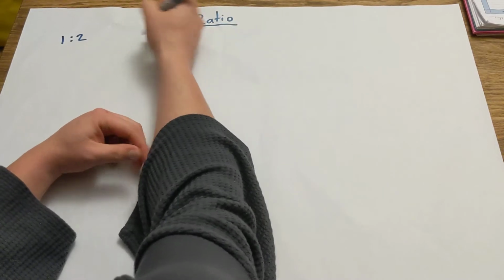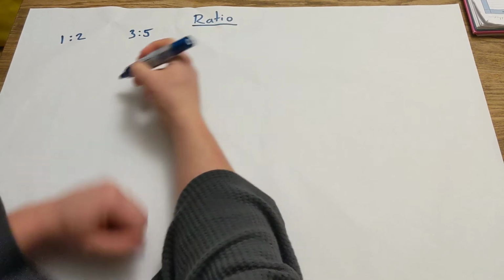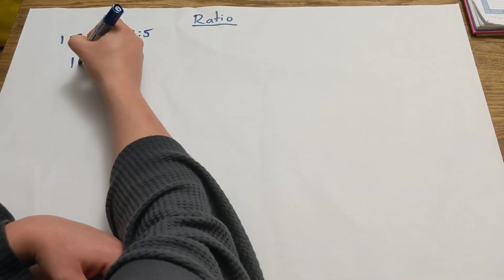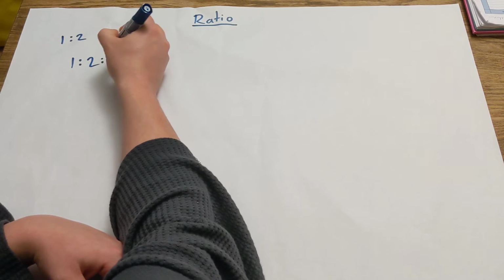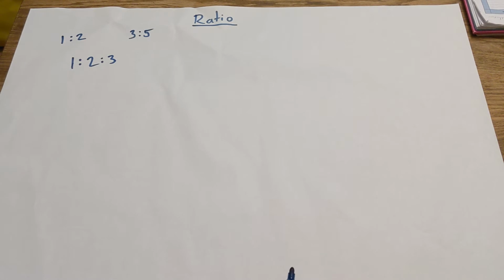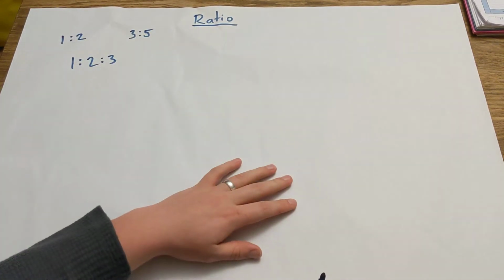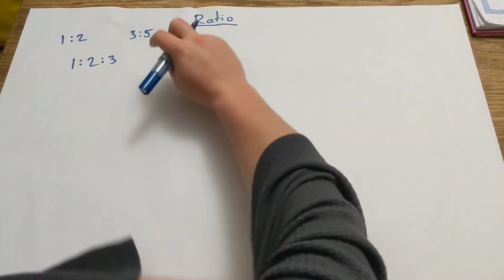Or we might have something shared in a ratio of 3 to 5. We could even have something shared in a ratio of 1 to 2 to 3. There's no limit to the number of things we can have shared in a ratio, but all this does is tell us how much has been given to each person or each participant in the sharing. And the number tells you what proportion they've been given. These could describe anything, but let's look at this one, the 1 to 2.